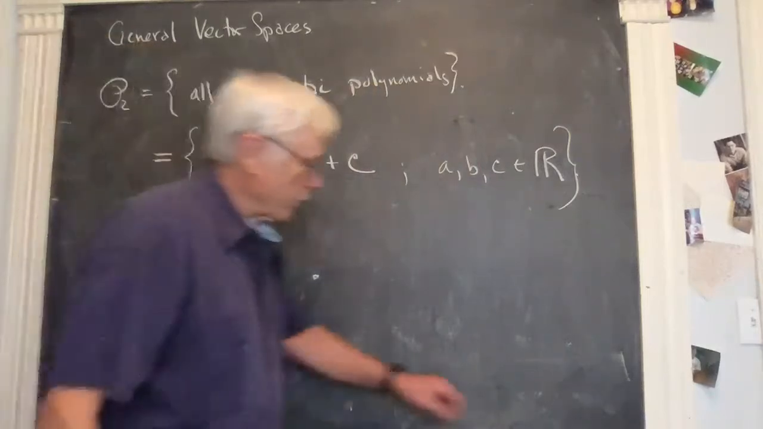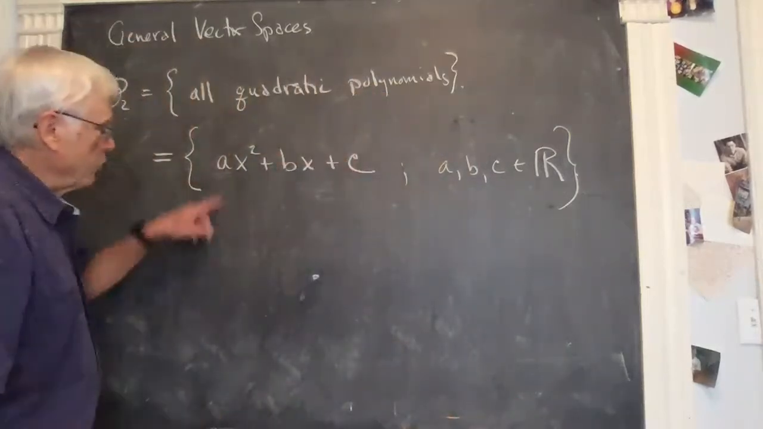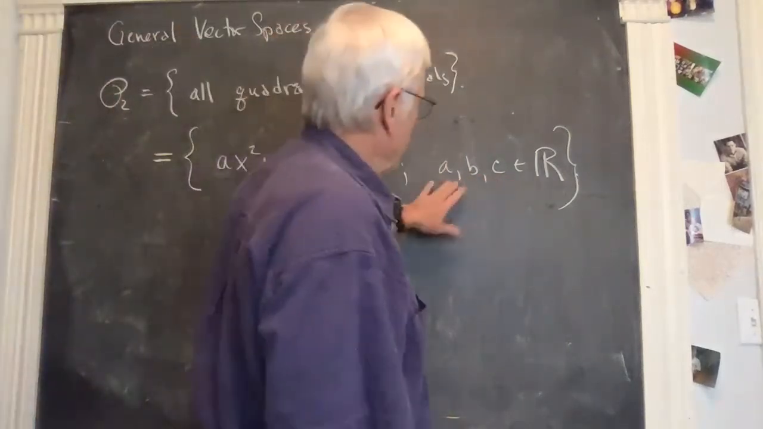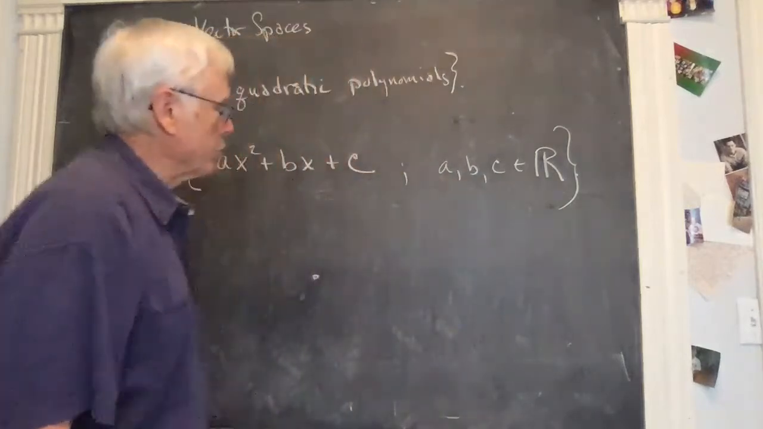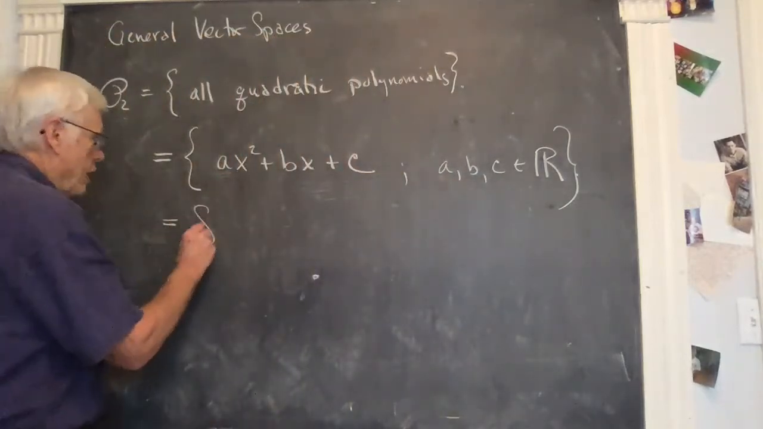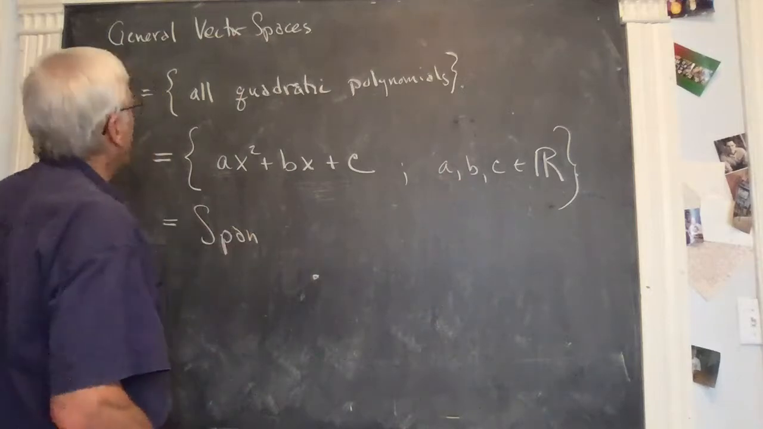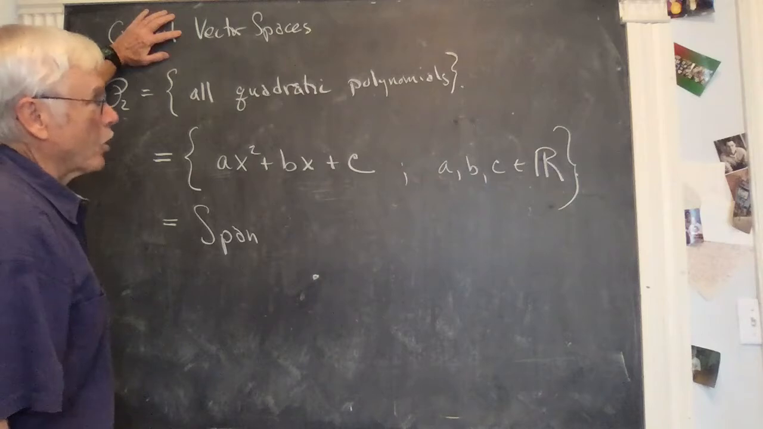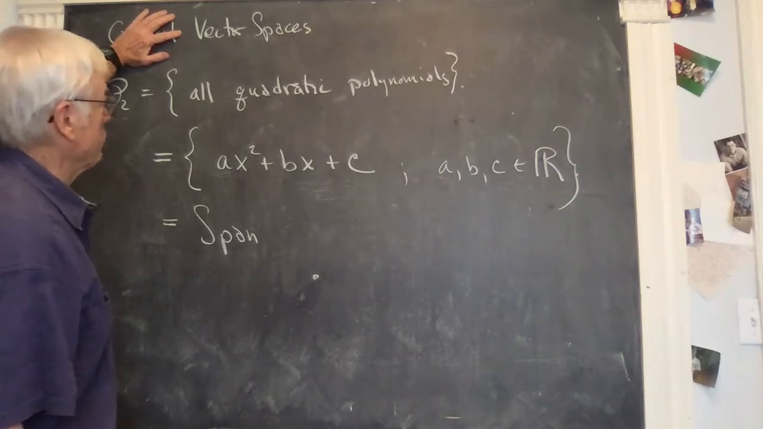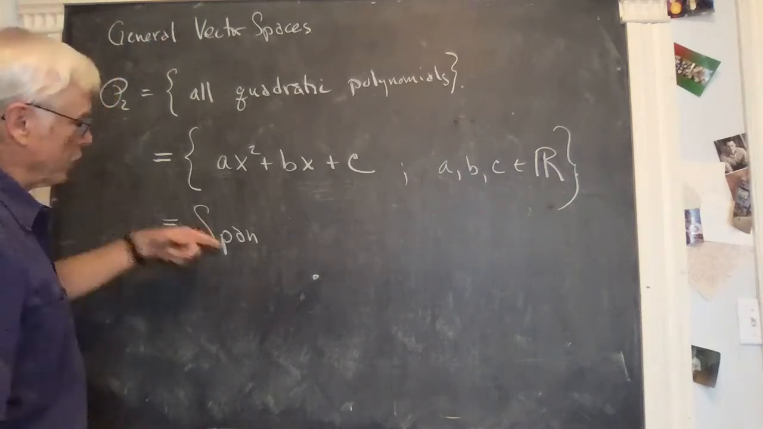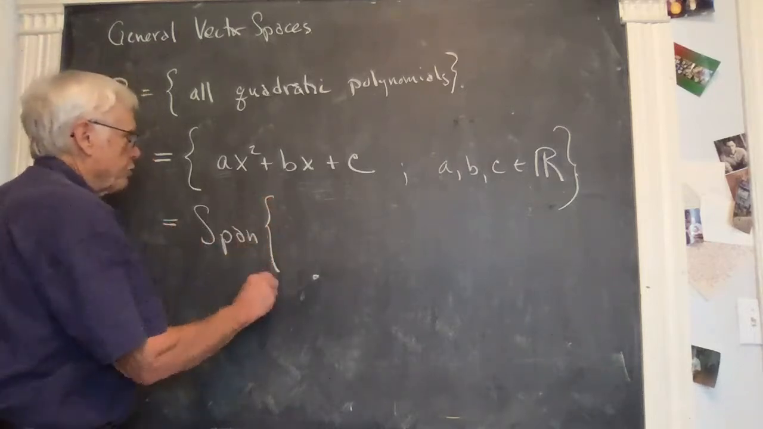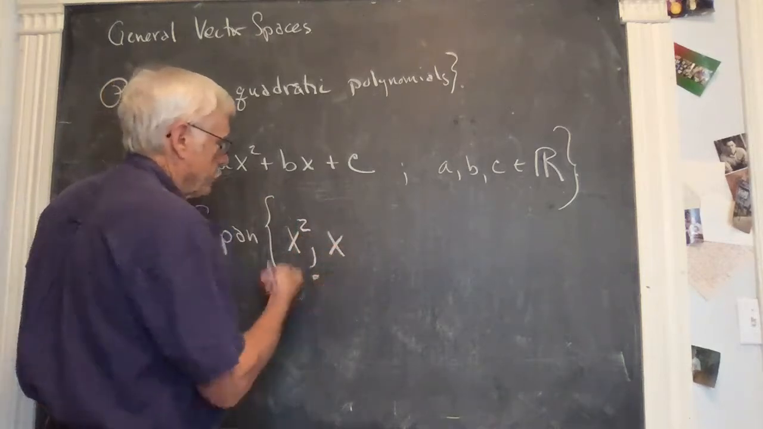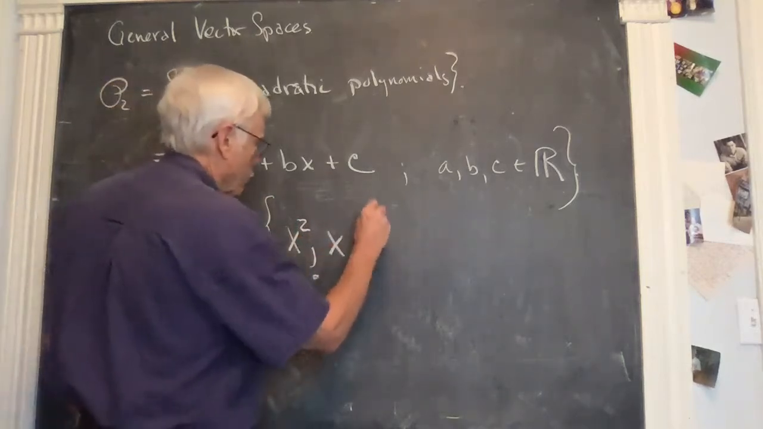Now, notice here that we have written something in the language of span. Since these can be any real numbers, we could use our language developed for linear algebra. R1, R2, R3 are real vector spaces. This is a general vector space, but we're going to use the same language. This is the span of 3 specific polynomials, x squared, x, and 1.